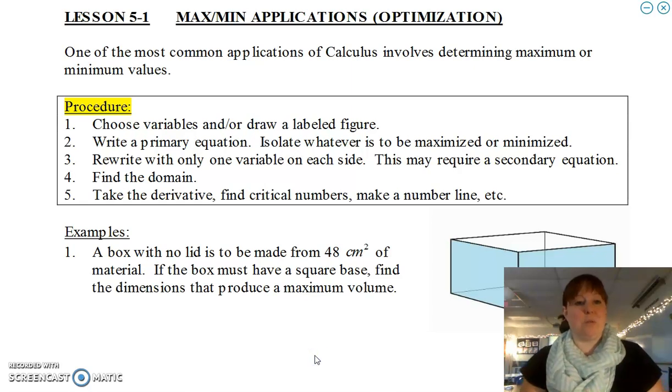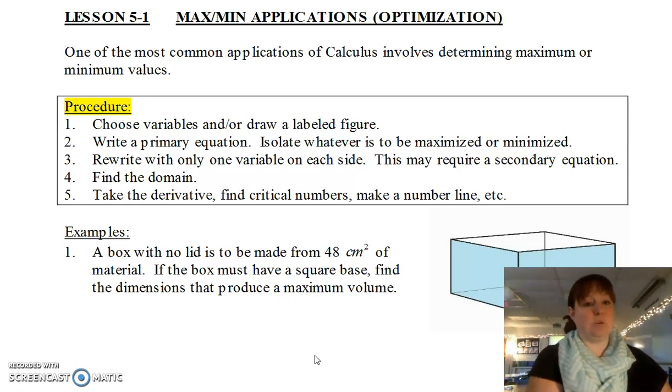So here's our first problem. We have a box with no lid, and it's going to be made from 48 square centimeters of material, right? So this is something that companies would do all the time. They say, hey, we need a box and we only want to use this amount of material. What's the biggest possible box that we can make with that amount of material? So they want to maximize their volume with the amount of material that they have.